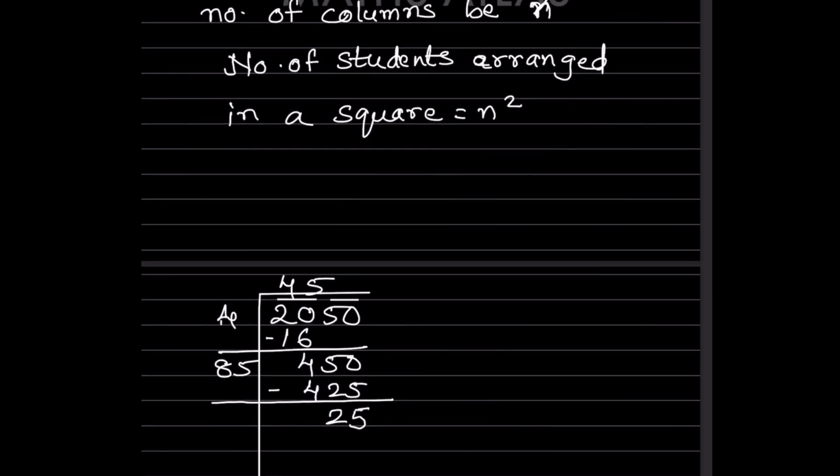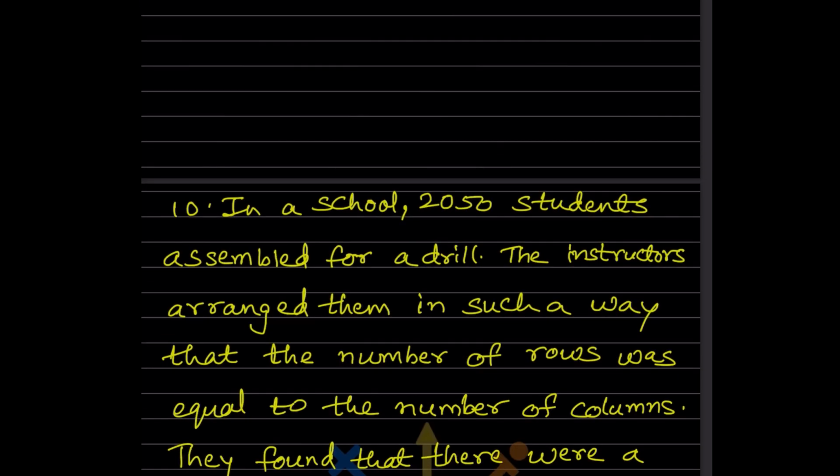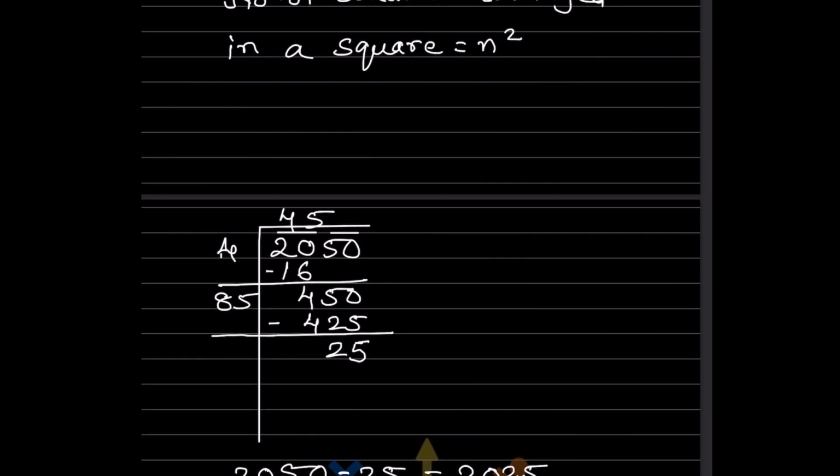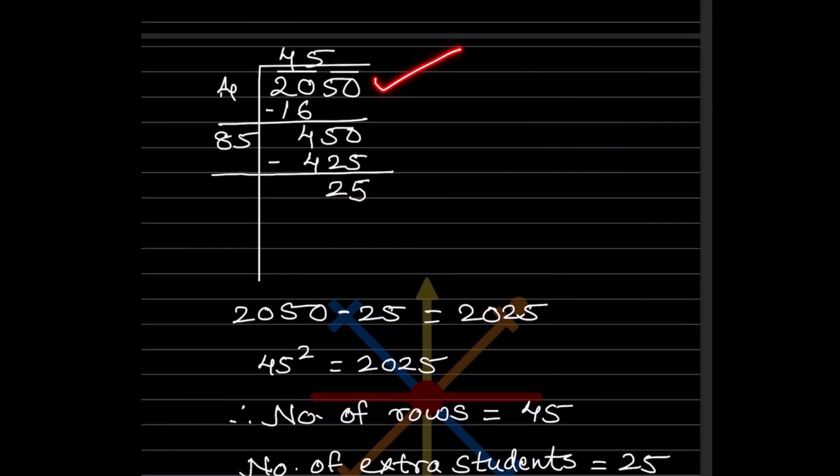So the first thing we can do here: 2050 is given, they assembled for a drill. We will take the square root of that first. We have done many problems on this. 4 4s are 16. Here 4 plus 4 is 8. Take two numbers down. Now 85 into 5, because 86 into 6 would be bigger. So the remainder is 25. So 2050 minus the remainder, that will be 2025. So 45 square is 2025.